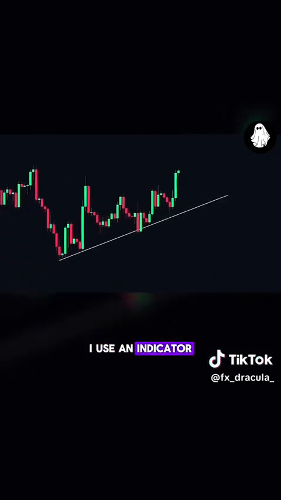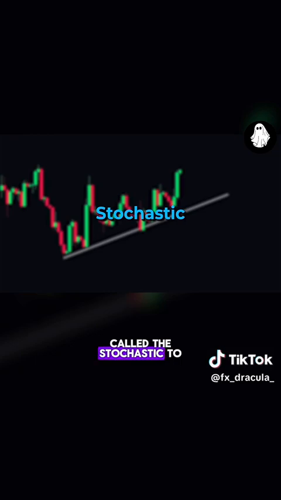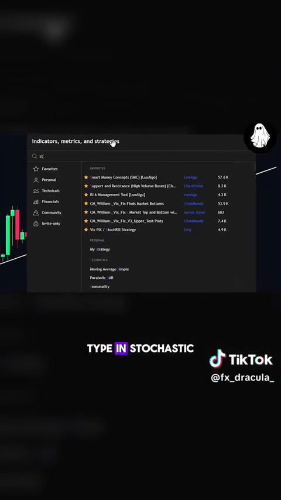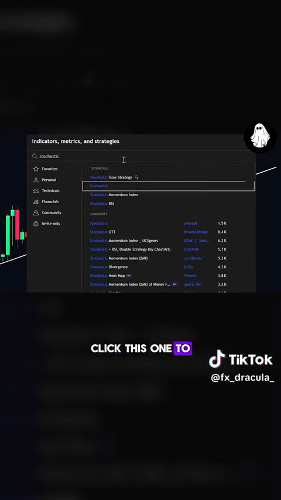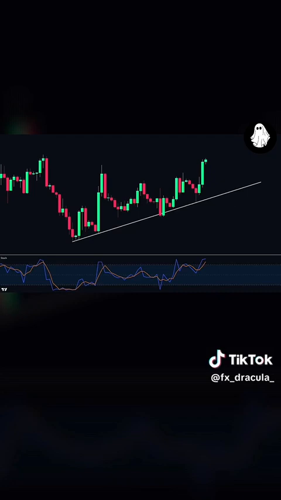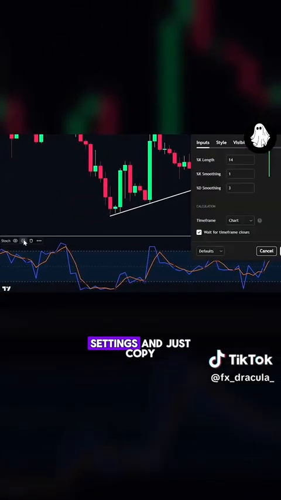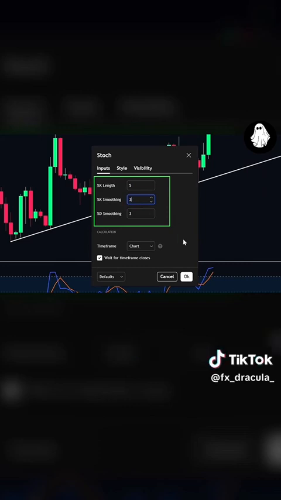Next, I use an indicator called the stochastic. To apply it, go to the indicator section on your charting platform, type in stochastic. Click this one to apply it on your chart. Once it's applied, we need to change the settings to the custom settings I normally use. So, go to its settings and just copy these values. This will help the indicator give better signals.